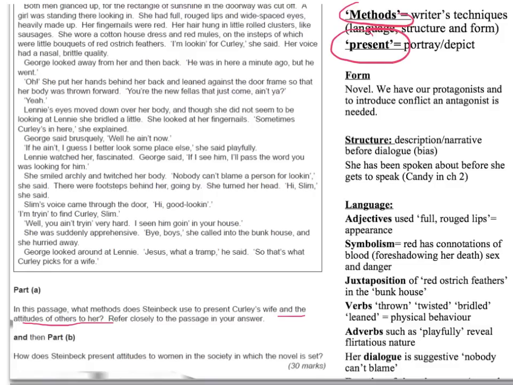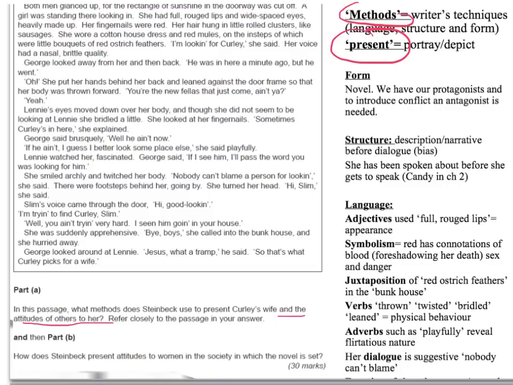So I've split this up into a number of sections here. So form, it's a novel. We have our protagonists, George and Lenny, and to introduce the conflict that we would expect in most pieces of fiction, we do need an antagonist. So this introduction of her is quite significant because she is immediately presented to us as someone who is going to cause conflict. The fact that Lenny can't keep his eyes off her, we immediately know she's going to cause trouble, and therefore it creates a degree of interest.